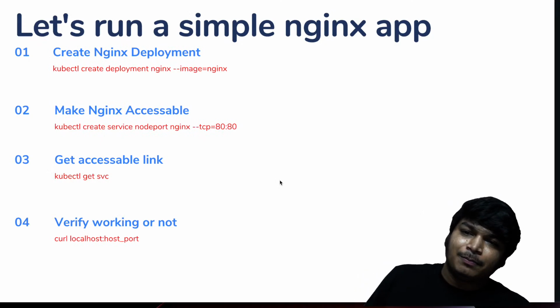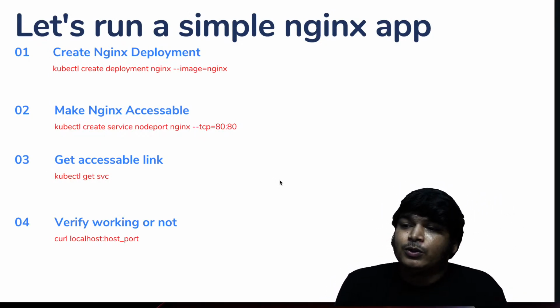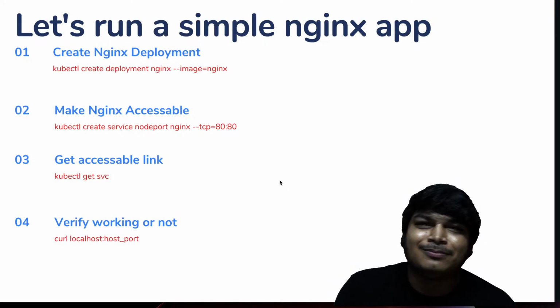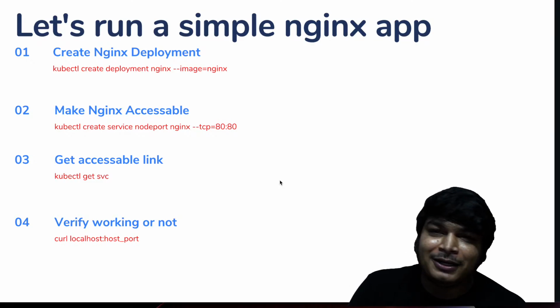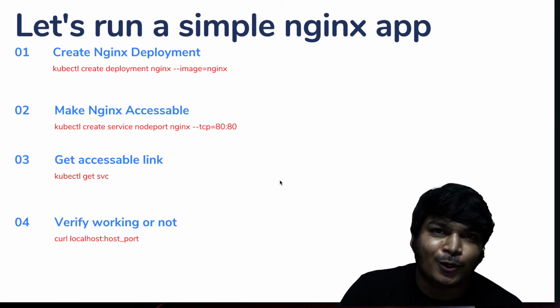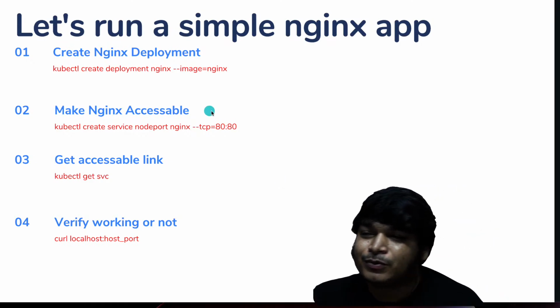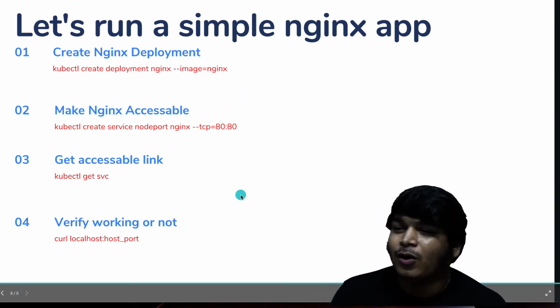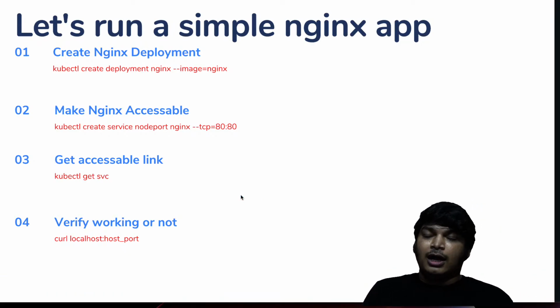So let's run a simple Nginx app. To run a simple Nginx app, we'll create a pretty simple Nginx deployment. You can see, kubectl will create deployment nginx, and it will get the image from Docker Hub and run it automatically, configured with default settings. And then we'll make the Nginx accessible so that you can access it on the network. I'll show how to do that.